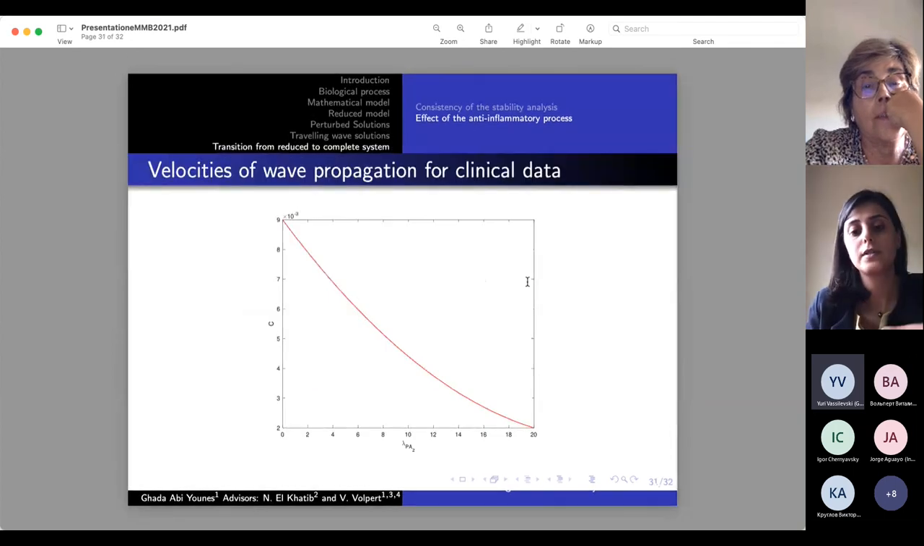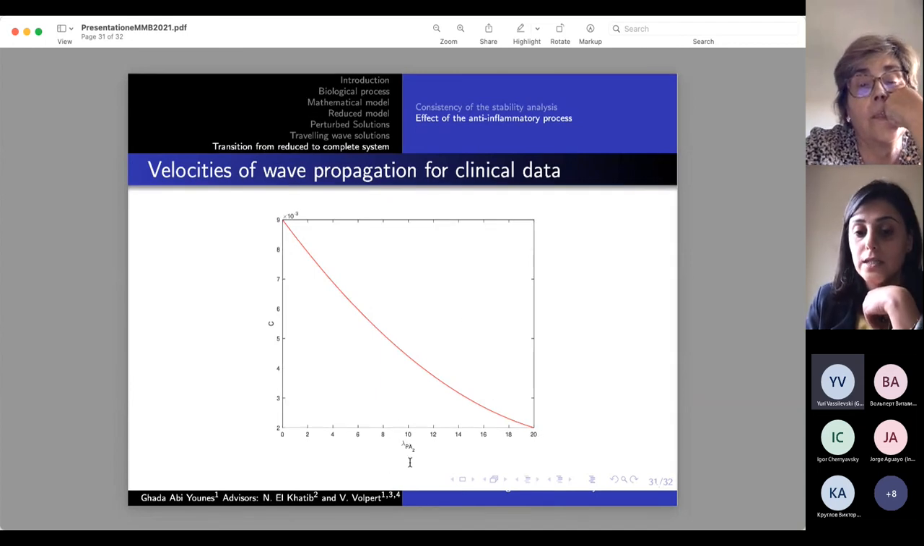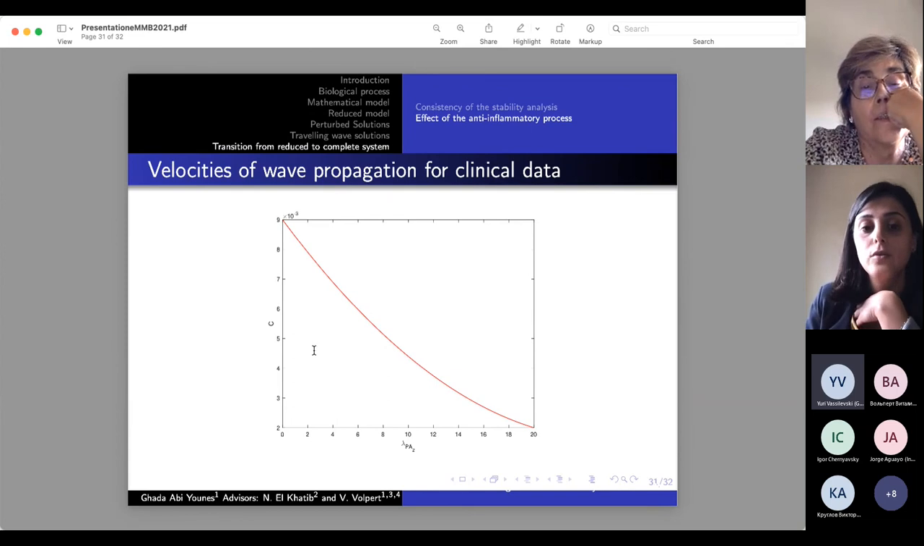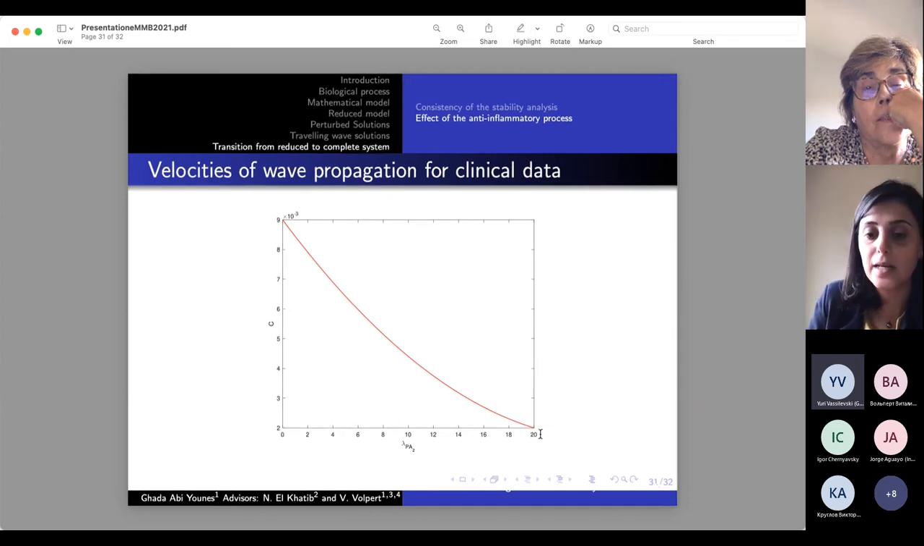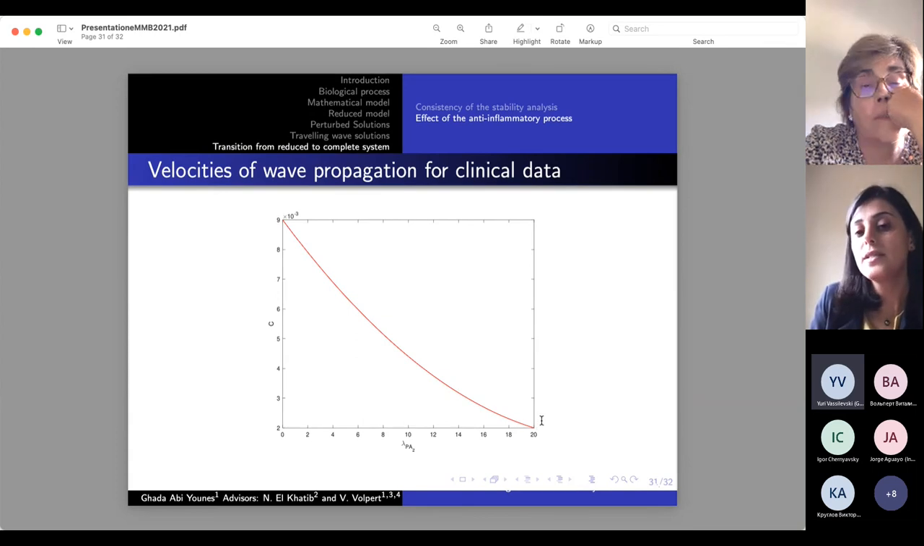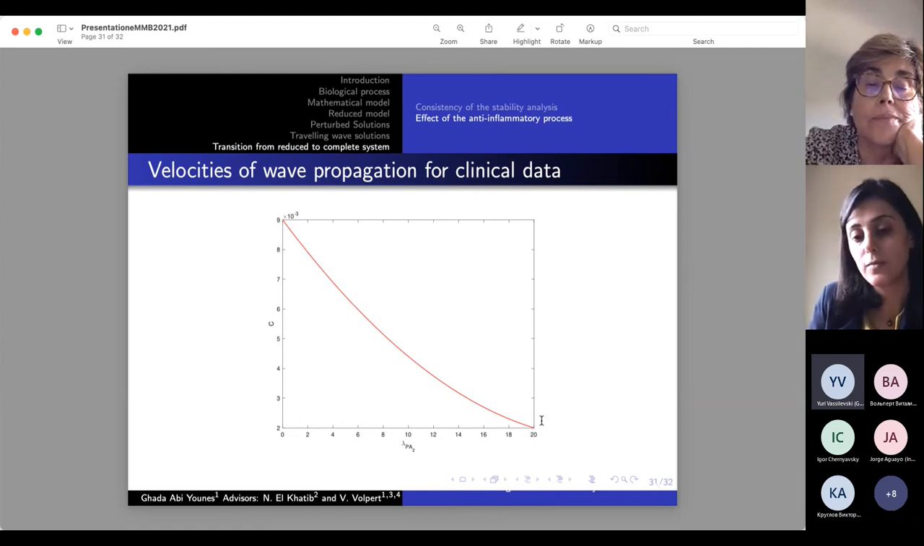I will show you one result. For instance, when we increase this parameter lambda PA2, we noticed that the velocity of the wave propagation using clinical data decreases. So we can conclude that the attenuation of the disease severity is attributable to the anti-inflammatory process. And for instance, if we take lambda PA2 to be 20 using the clinical data, a medium-sized plaque takes about 12 years to form, and this is in line with biology.